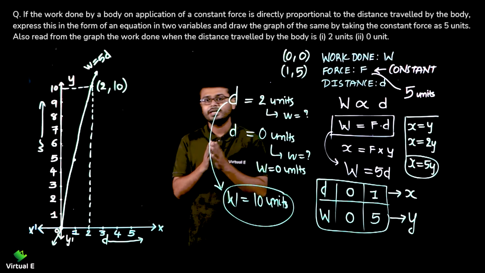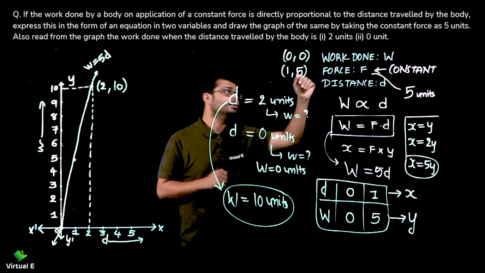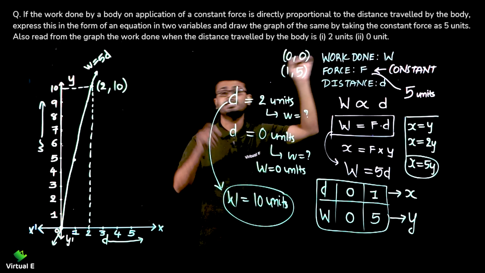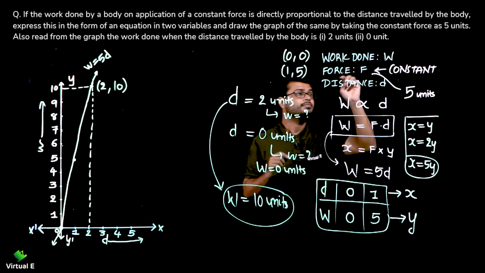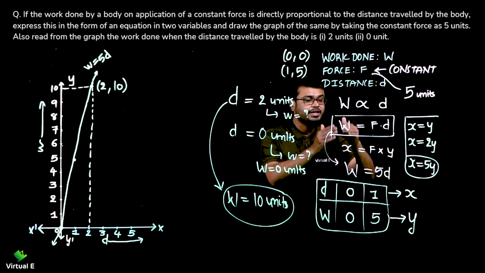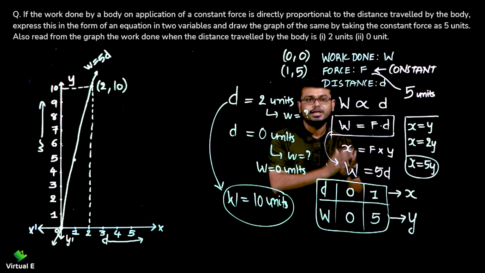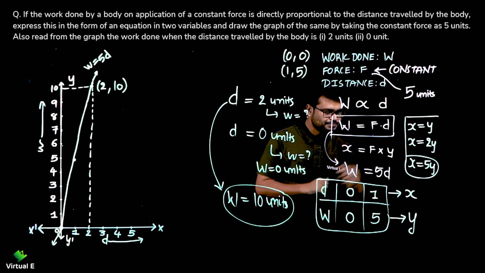Now let's recall one thing. There were three quantities: work done, force and distance. Work done is W, force is mentioned to be 5 units and it is constant. Distance is D, so work done is proportional to D. We can write W is equal to FD. Now let's substitute the value of the force, that is 5. So W will be 5D.